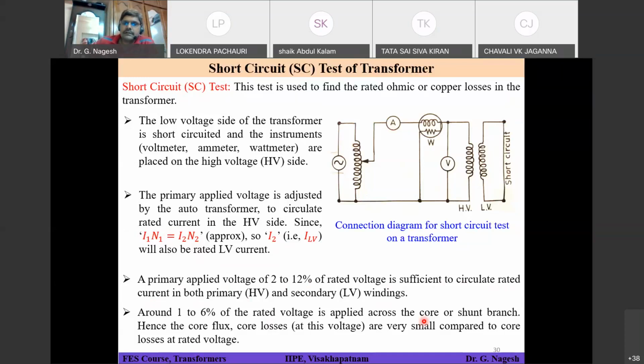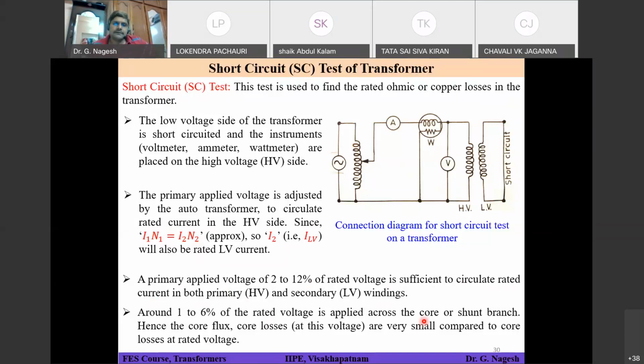That's all. If you make sure your rated current is flowing, then if you see the voltmeter reading, you will observe that it will be between 2 to 12% of the rated voltage only. Let's say your primary side is 100 volts. Then 2% will be 2 volts and 12% will be 12 volts, so it will be in this range only. So only 2 to 12% of the rated voltage is seen in your voltmeter, but your rated current is flowing in both the primary and secondary windings.